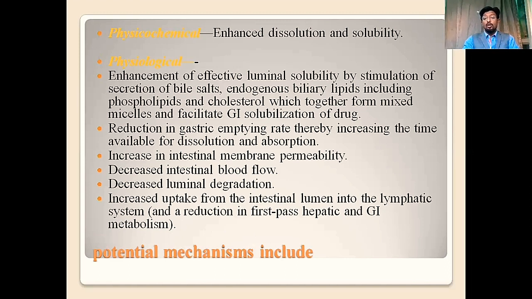The second physiological mechanism of enhancing absorption is by reducing the gastric emptying time and thereby increasing the time available for dissolution and absorption in the stomach. And the third mechanism is increasing intestinal membrane permeability. Then we have other mechanisms: decreasing the intestinal blood flow, decreasing the luminal degradation of the drug, increasing the uptake from the intestinal lumen into the lymphatic system, and reducing first pass hepatic and GI metabolism. These are the different mechanisms by which we can enhance the drug solubility and the drug permeability.